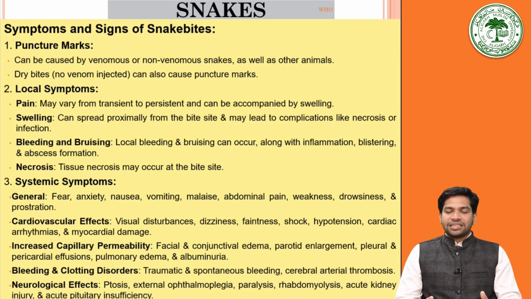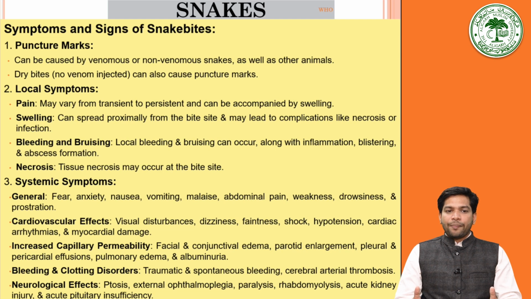Then the symptoms and signs seen in the snake bite. The puncture mark that will be seen at the site of the bite can be caused both by venomous and non-venomous snakes as well as other animals. Dry bites are possible, where there are no signs and symptoms after those bites. Then the local symptoms that will be produced at the site of bite, that is one part of the snake bite problem, will have pain at the site of the bite, that may be transient to persistent and can be accompanied by swelling.